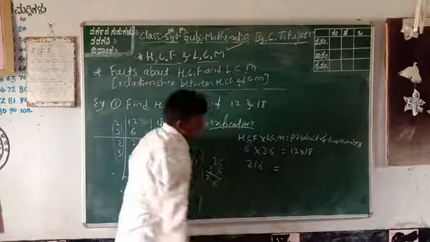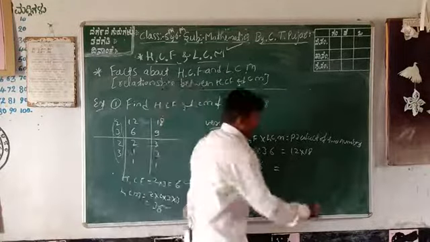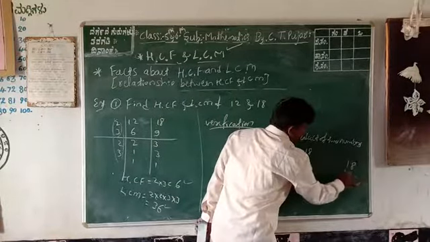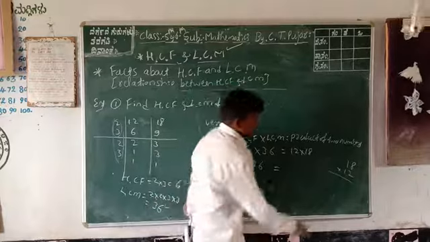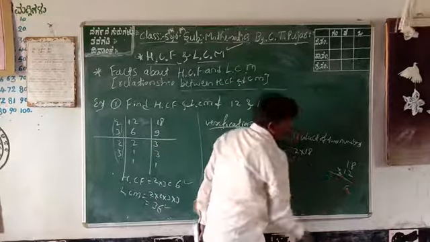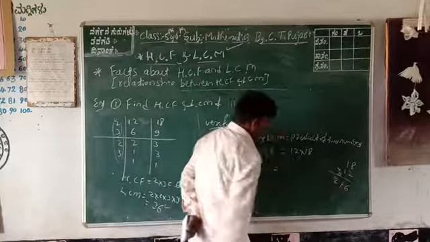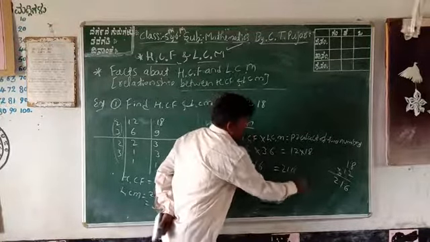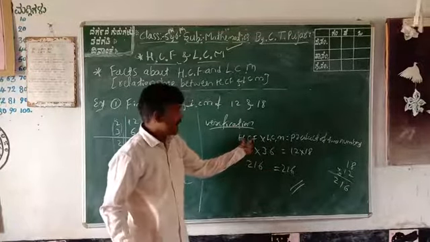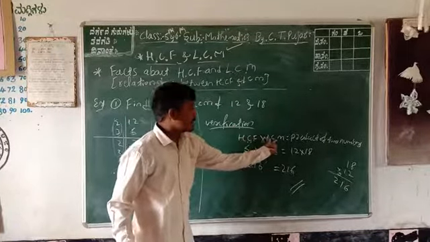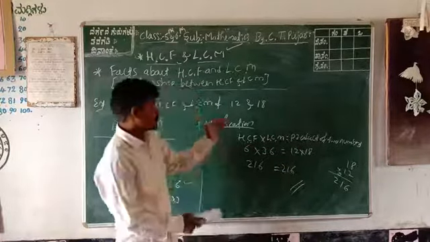216 is equal to the product of 12 into 18. 12 into 18 means what? 12 8s are 96, 12 1s are 12, 12 plus 9 is 21, therefore 216 is equal to 216. So your formula holds. HCF into LCM is equal to the product of two numbers. Got it? This is the most important formula.